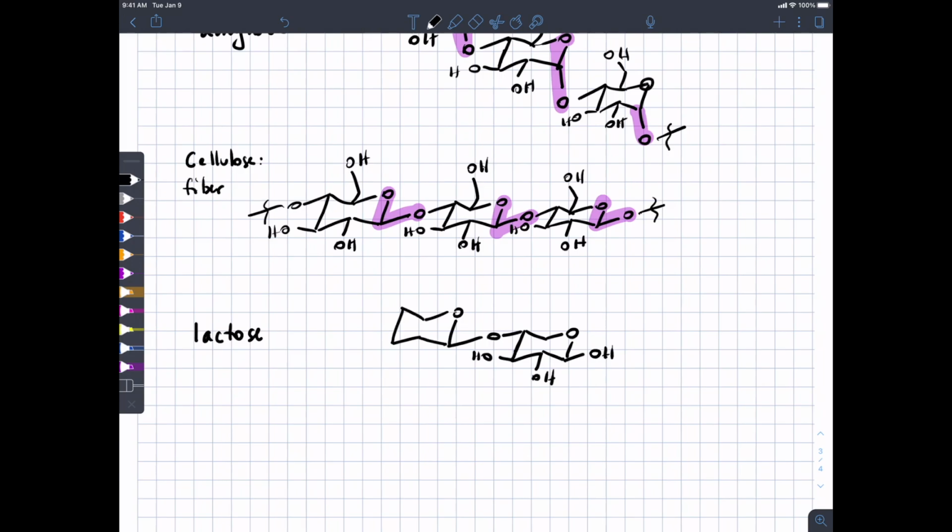I don't particularly like those chairs, but I'm kind of in a hurry because I want to show you this.